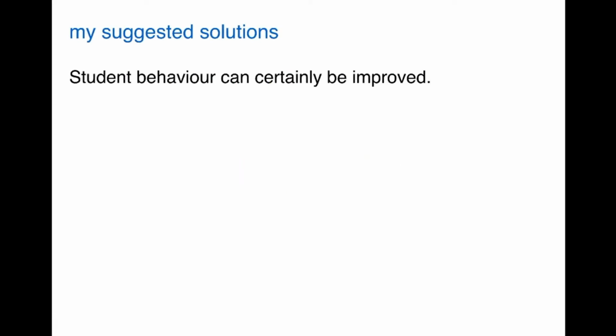Our first idea that will be the topic sentence was the suggested solutions. We wrote, student behaviour can certainly be improved. A very short, easy topic sentence.